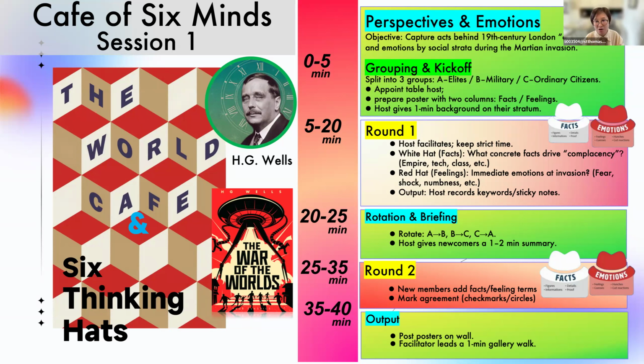So in our first 20 minute round, we will focus on facts and emotions using white and red hats. Each table will be guided by 2 questions. One asks for some historical facts behind the London complacency, and the other for the raw emotions of a specific social class during the invasion. The table host will record the ideas throughout the discussion, and after 20 minutes, the participants rotate to a new table where the host will give maybe a 2 to 3 minute summary, allowing the new members to immediately build upon the previous group's work. We will conclude this round by displaying all the posters for a 1 minute gallery walk and synthesize our collective findings.